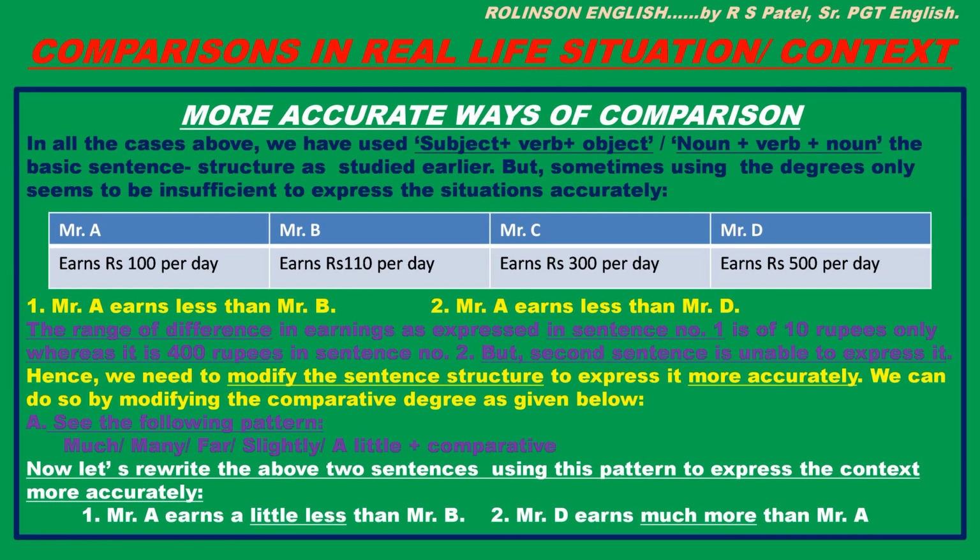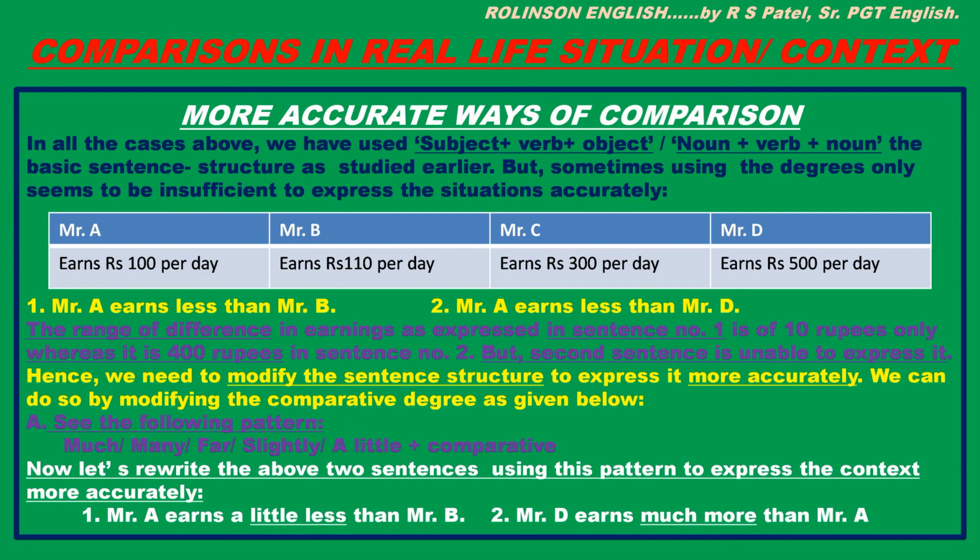But sometimes using the degrees only seems to be insufficient to express the situations accurately. See the situation here given in the table. Mr. A earns rupees 100 per day. Mr. B earns rupees 110 per day. Mr. C earns rupees 300 per day and Mr. D earns rupees 500 per day.